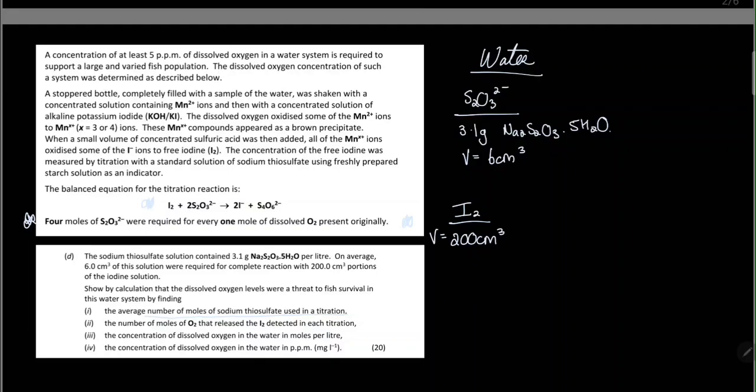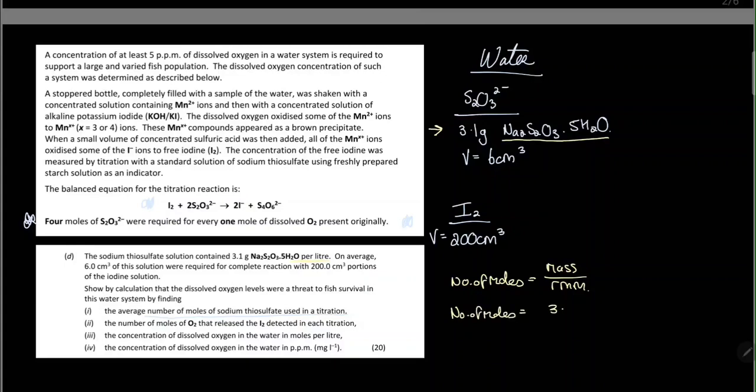Okay, so it asks you to find the average number of moles of sodium thiosulfate used up in the reaction. So let's look at the information that I have about sodium thiosulfate. I have those 3.1 grams. I have the molecular formula, and it said in the question that the 3.1 grams was indeed made up into a litre. So I can use this formula, number of moles equals the mass over the relative molecular mass, to find out the molarity of the solution that was made up of the sodium thiosulfate. So I don't have the number of moles, so that's going to stay blank.